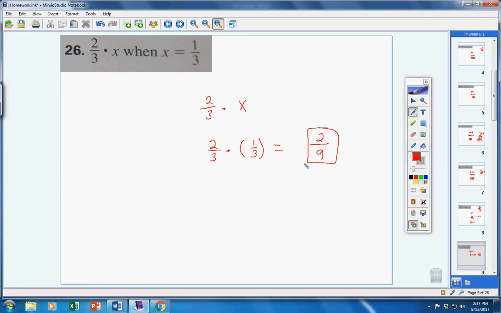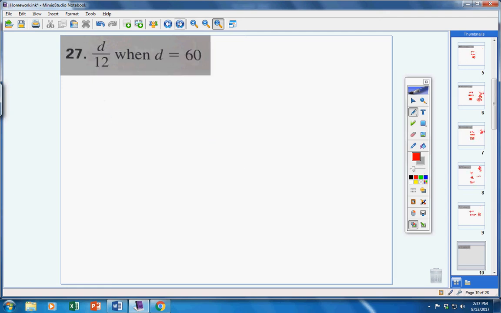Alright, moving on to number 27. Our expression is d over 12. Where the d is, I'm going to put a parentheses, and in place of d, I'm going to substitute 60. So I have 60 over 12, or in other words, 60 divided by 12, which of course is 5. So there's your answer, 5.